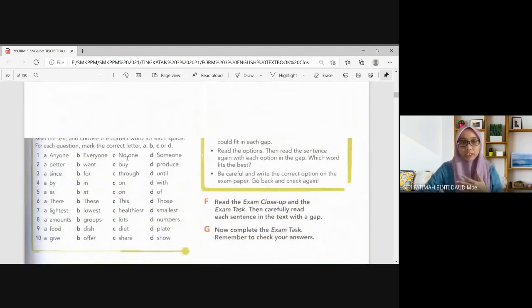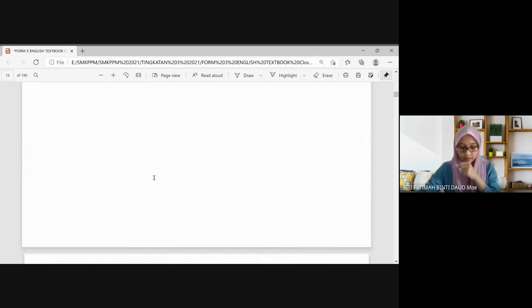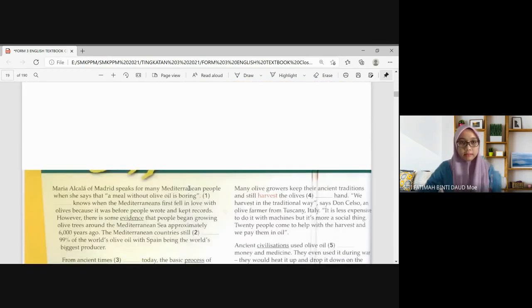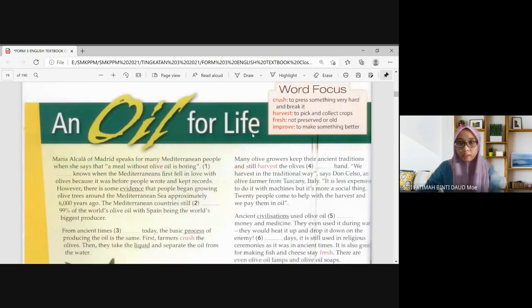Okay, while we are reading, you look at page 19 to fit the answers in the text. And oil for life, look at the word focus, crush. Crush means you crush the thing, hancurkan. Okay? Okay, harvest, to pick and collect crops. Crops ni tanaman, so harvest is menuai. Okay? Bila dah tanam something, you harvest the thing, the crops, tanaman tu, fresh. Improve to make something better.